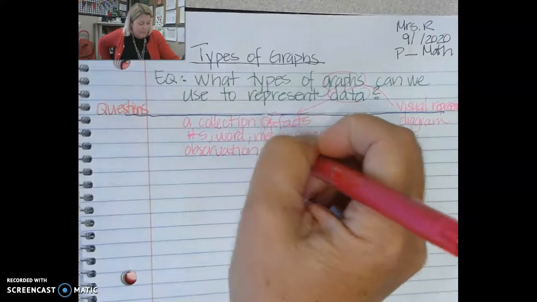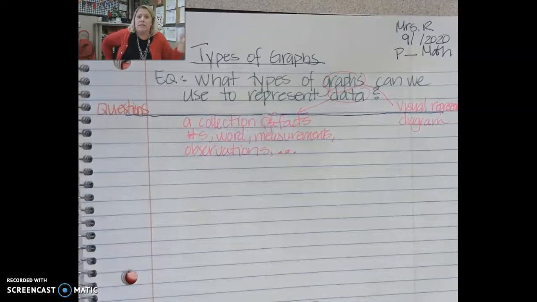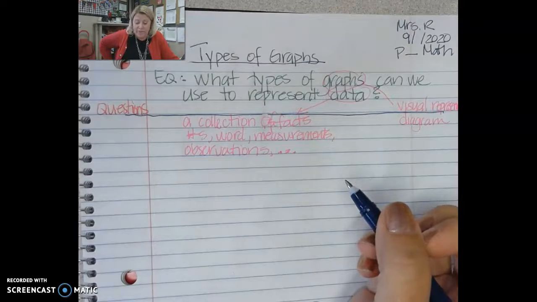The list goes on. So if you're in science, we could have data about something you watch, like the measurement of plants as they grow, or the measurement of light, or you could have observations that you think the plant's wilting or getting brown, like changing color. So those would be observational data. So let's talk about different types of graphs.